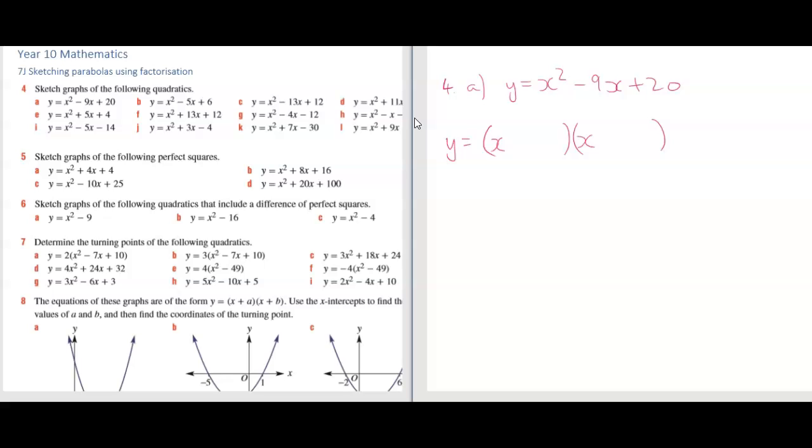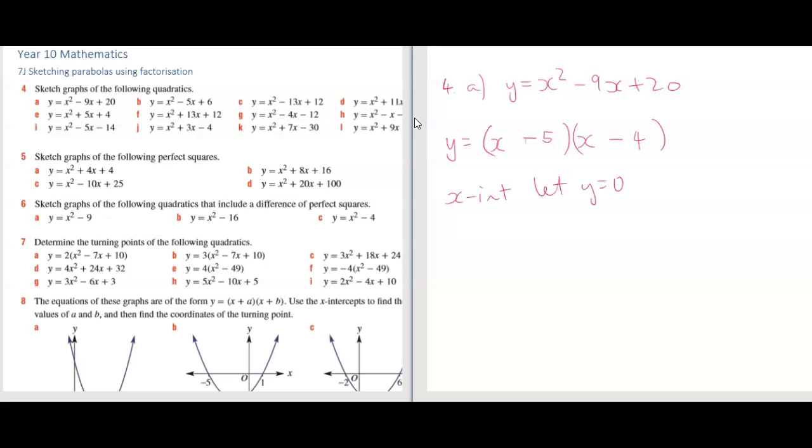Now, because this is a positive and this is a negative, it means both your numbers are going to be negative. When you multiply 2 negatives, you get a positive, but this negative here means that they both have to be negative. So it's going to be -5 and -4. Now, we've factorised it. So what we have to find is the x-intercepts, and we let y equal 0.